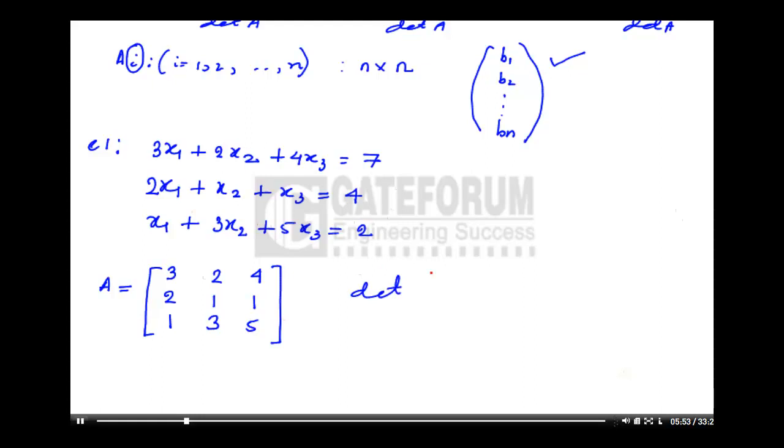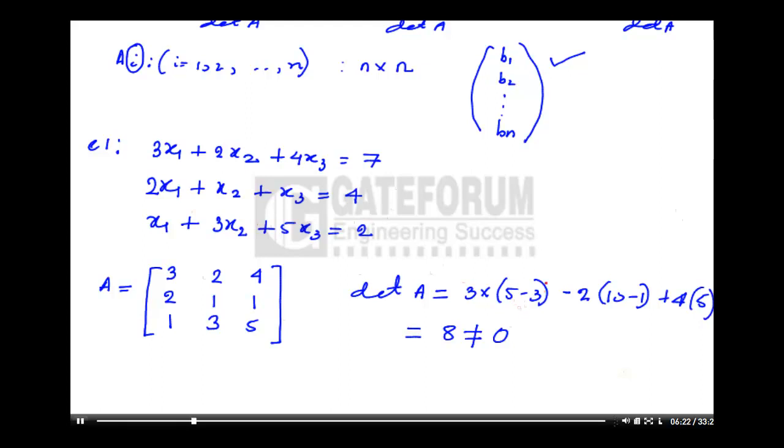First, we will apply Cramer's rule if the determinant of the coefficient matrix is not equal to 0. What is the determinant of A? That is equal to 3 into (5 minus 3) minus 2 into (10 minus 1) plus 4 into 5, that is equal to 8, which is not equal to 0. Since the determinant of the coefficient matrix is not equal to 0, Cramer's rule is applicable.